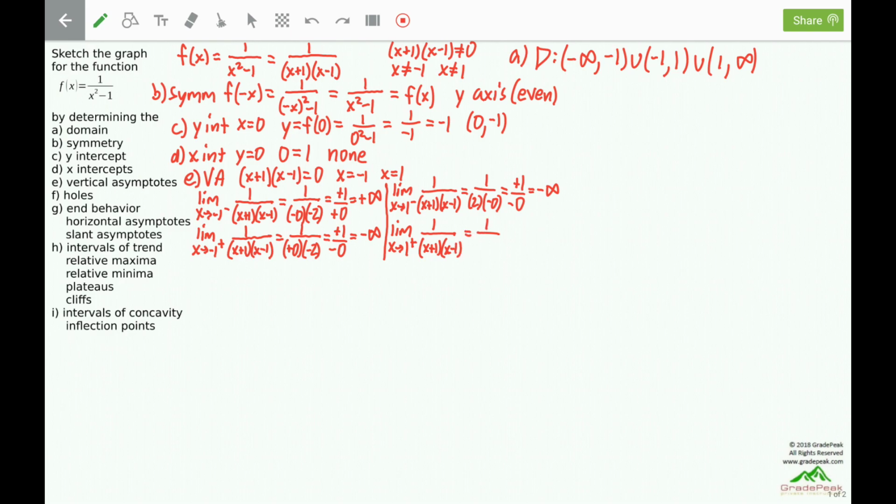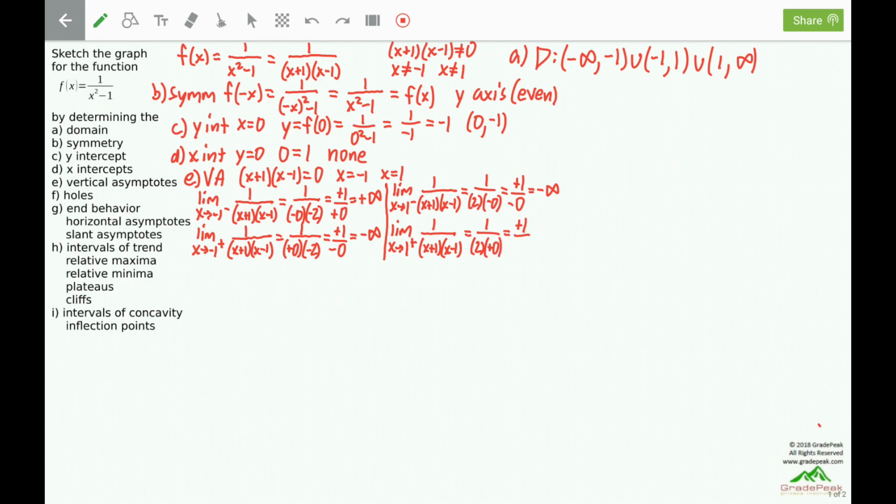The numerator is a 1. The denominator, plugging in a 1 for the first factor, 1 plus 1 is a 2. Plugging a 1 into the second factor, 1 minus 1 is a 0. But we're approaching 1 from the right side, which means we're more positive than 1 here. Subtracting 1 will be a positive number. So while it's approaching 0, it will remain a positive number, and it will be a positive 0.